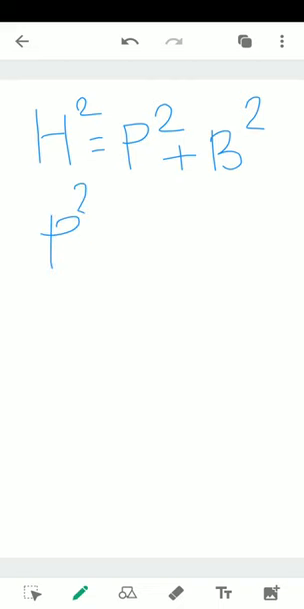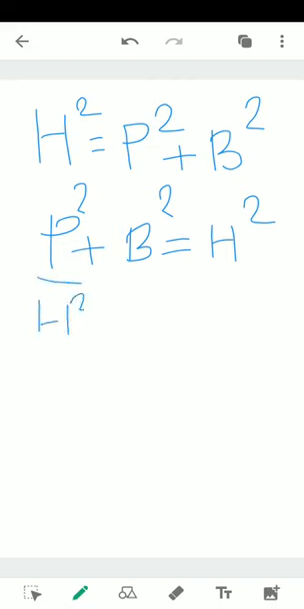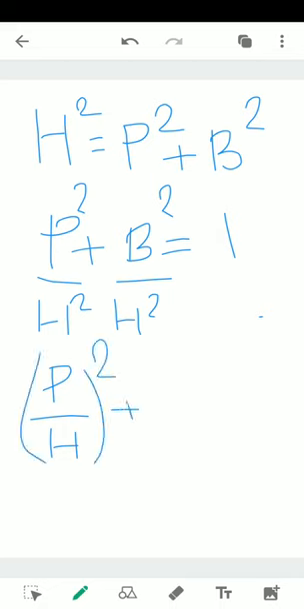And one more thing, I think all of you remember Pythagoras theorem holds for a right angle triangle, and we are discussing Pythagoras theorem over here. So Pythagoras theorem says that hypotenuse square equals p square plus b square, or I can write it this way, p square plus b square equals h square. After this, if I divide it by h square, what will I get? I'll get h square by h square, which is 1, and p by h whole square plus b by h whole square equals 1.